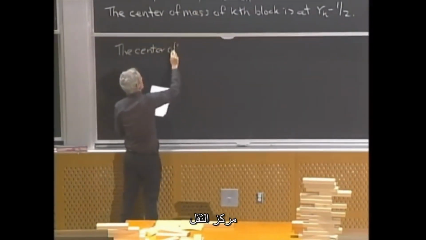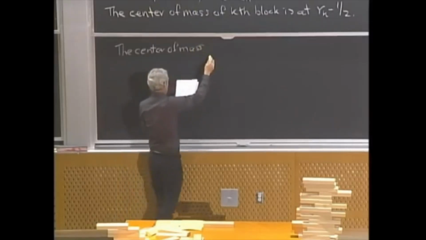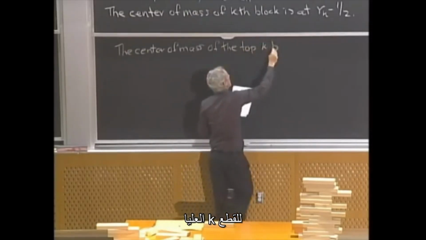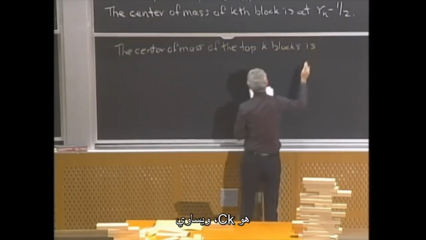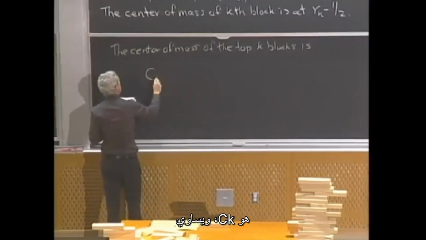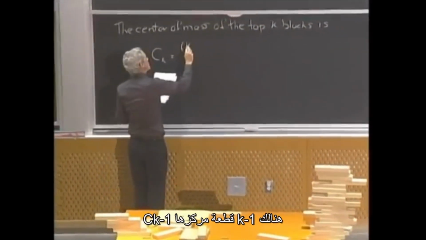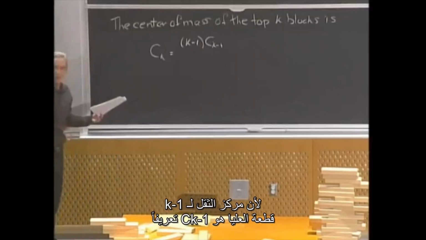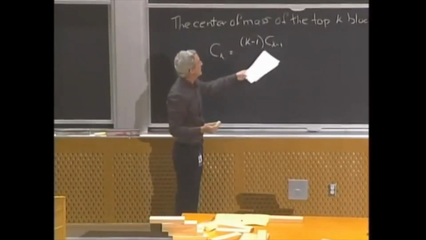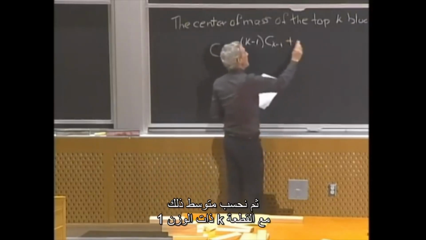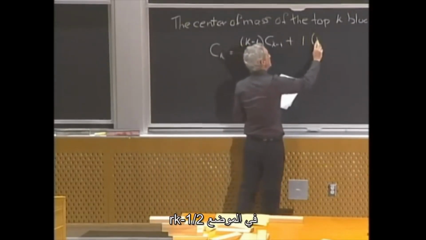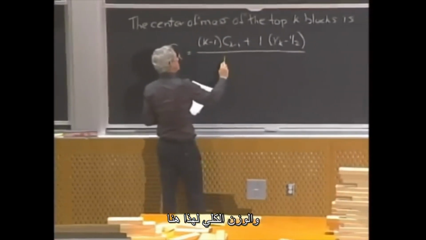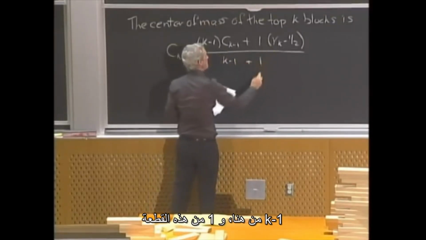The center of mass of the top K blocks is Ck equals, well, there's K minus 1 blocks centered at Ck minus 1, because the center of mass of the top k minus 1 blocks by definition is Ck minus 1, and they have weight k minus 1. And then we average that with the kth block that has weight 1 at position Rk minus a half. And the total weight of this is k minus 1 here and 1 for this block.